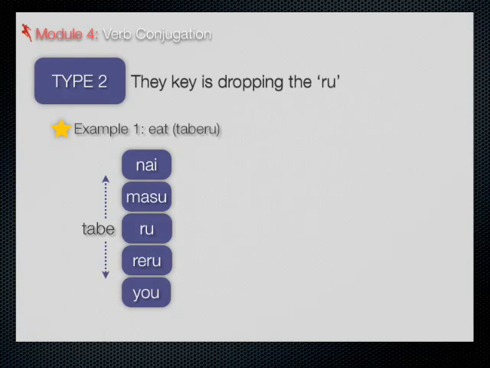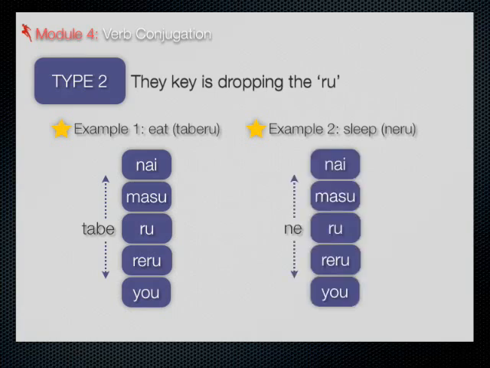So let's look at just one more example to really drill that one in. So let's look at the verb to sleep, which is neru. So let's start with neru. We go up, nemasu, which is formal, nenai, which is to not sleep. Going down, we have nereru, which is capability form. And then the last one, neyo, which is let's sleep.